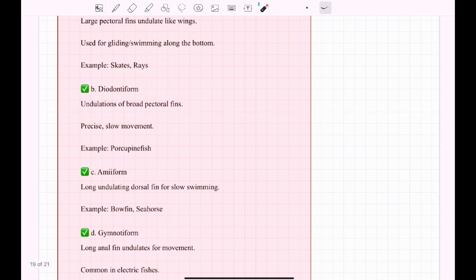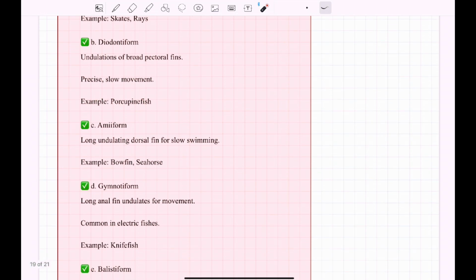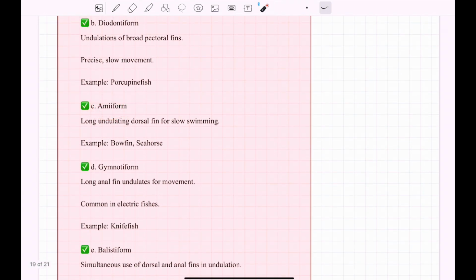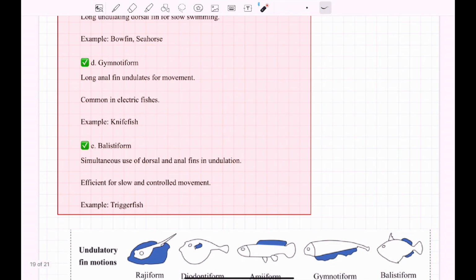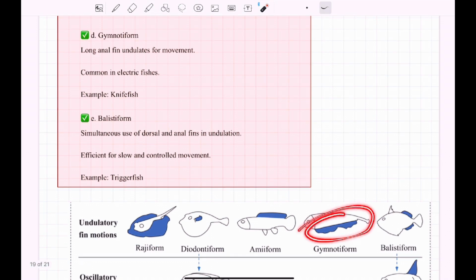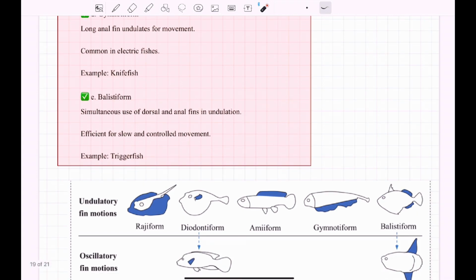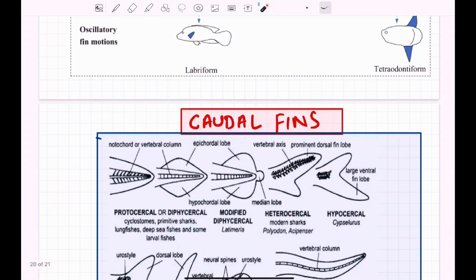Next is the duodontiform. They use the undulation of the broad pectoral fins. They are precise and slow movements. For example, porcupine fish. Next is the amiform. Amiform is seen in the bowfin and seahorses. There is a long undulating dorsal fin for slow swimming. Next is the gymnotiform, and there is this ventral fin in case of the gymnotiform, for example knife fish. And then ballistiform. Ballistiform is the use of the dorsal and anal fin in the undulation, for example triggerfish.